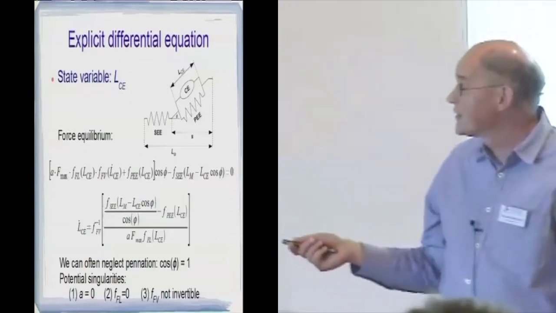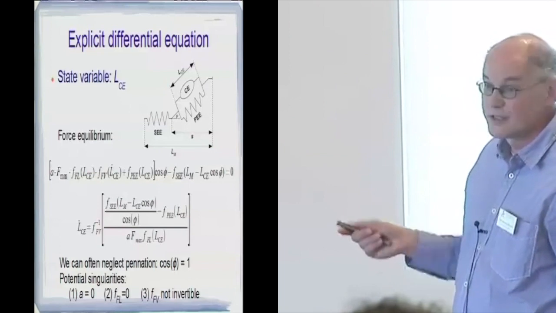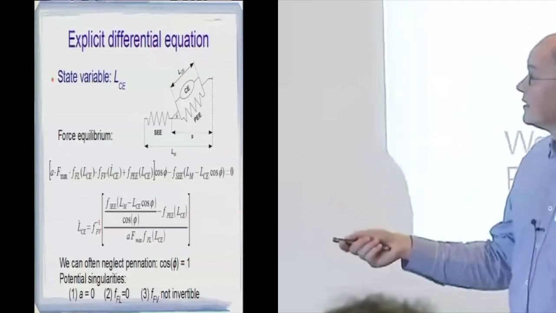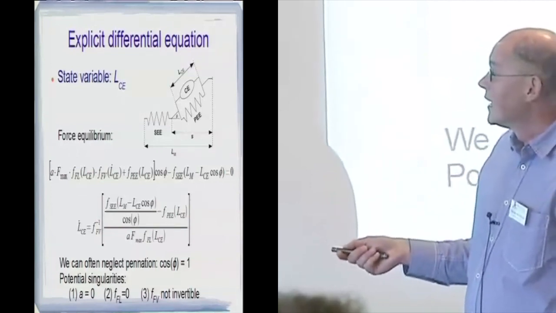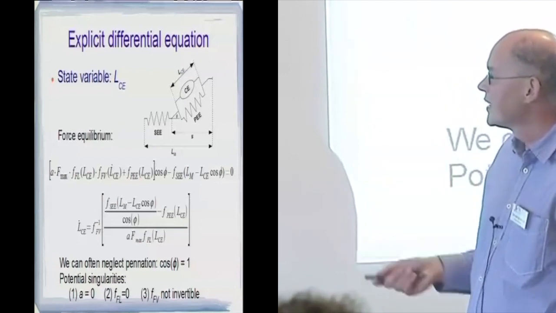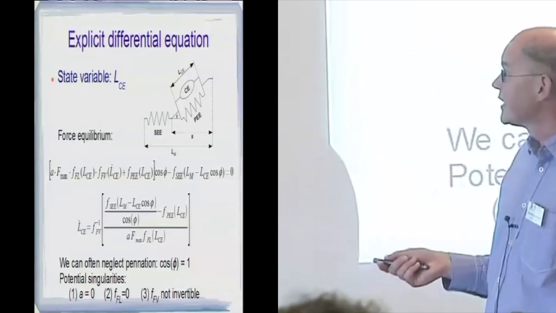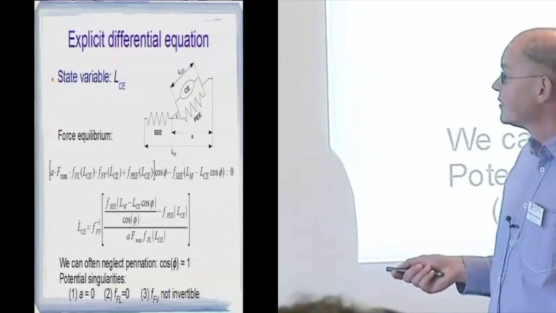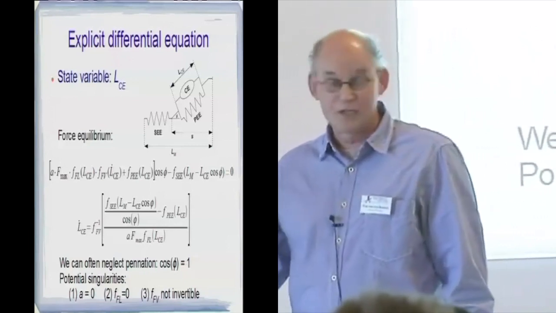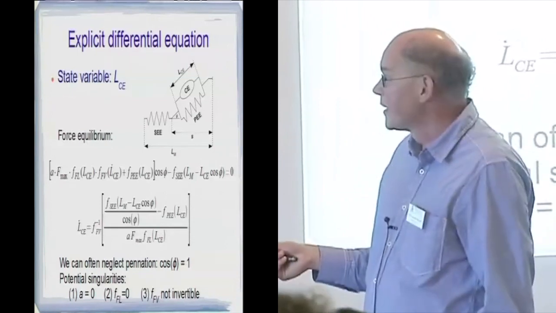Then to get an explicit differential equation, you need to solve this for the derivative of the state variable. The state variable is the contractile element length because that's the only one of which a derivative occurs in the equilibrium. Then you get this nasty thing that involves dividing by the cosine of that pennation angle. That's one potential source of singularity, because if that pennation angle becomes 90 degrees, you're dividing by 0. That never happens in the real world, but it might happen in your differential equation solver or your optimal control while it's iterating, and then you have a numerical problem.